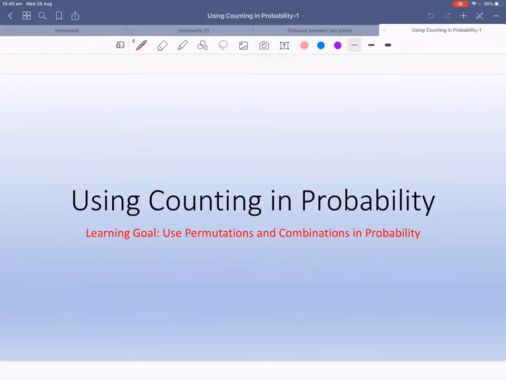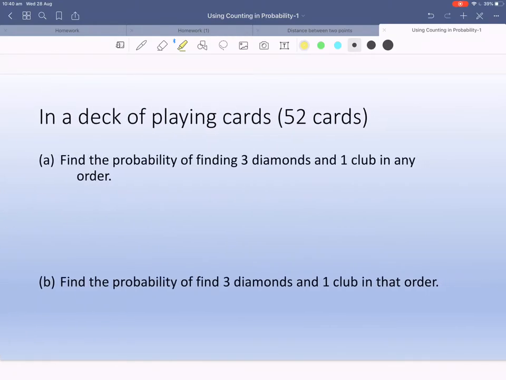And we're going to use counting in probability. So we're going to use permutations and combinations like we've been doing recently, and we're going to use it with probability. So the best way to do it is just get straight into the lesson.